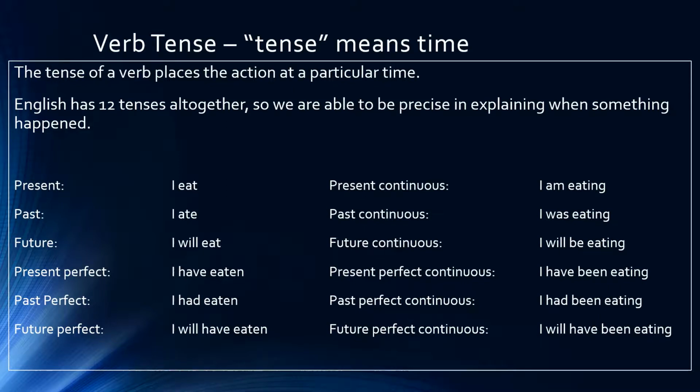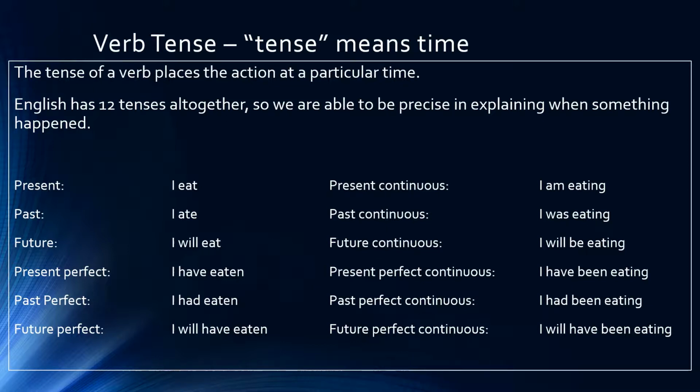The present tense is I eat. The past tense would be I ate. Future tense is I will eat. Then the present perfect tense, I have eaten. The past perfect, I had eaten. The future perfect is I will have eaten at some future time.